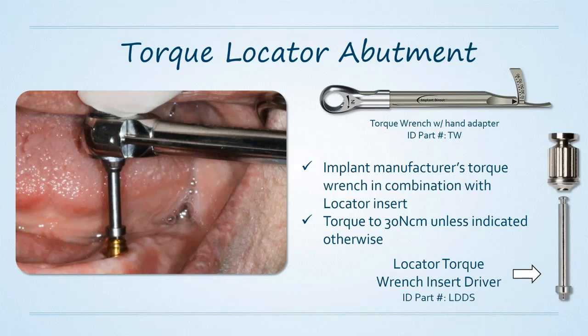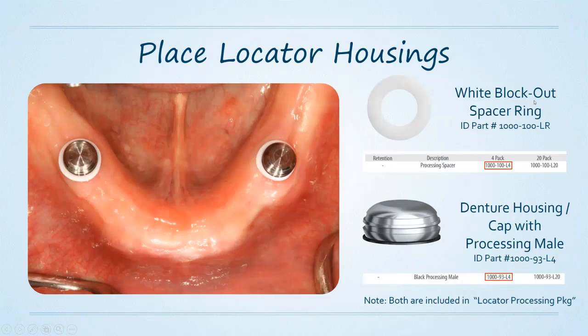How I torque that down is I use this torque wrench, and there's an insert that will accept one of these right angle or latch style drivers. Also, there's a square version if you'd like, and it has a locator triangle tip on it. Place that directly into your locator abutment, pull your lever across until you hit the torque value that is correct for that implant system. Next step is we're going to place our locator housings.